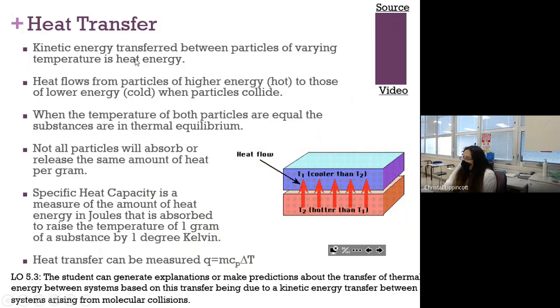All right. Kinetic energy transferred between particles of varying temperature is known as heat energy. Heat flows from particles of higher energy to colder ones, not the opposite. When the temperature of both particles is equal, they're at thermal equilibrium. Not all particles will absorb or release heat in the same amount. The way that we gauge that is by giving the material something called specific heat capacity. Certain things like water have very high specific heat capacities.